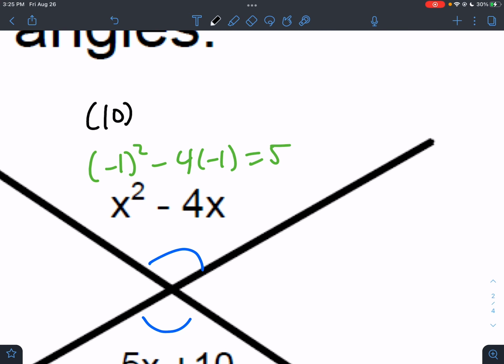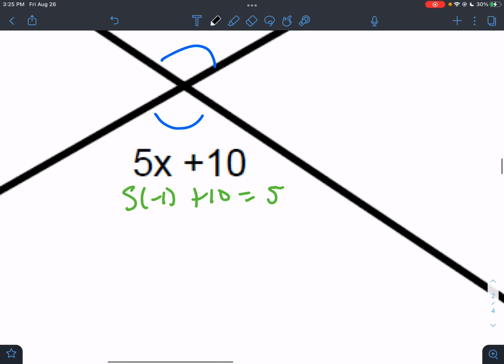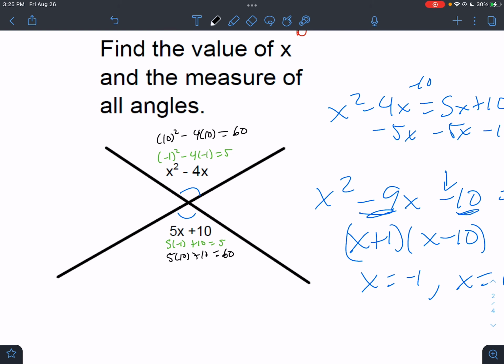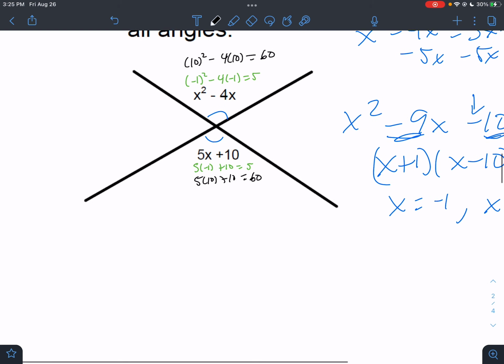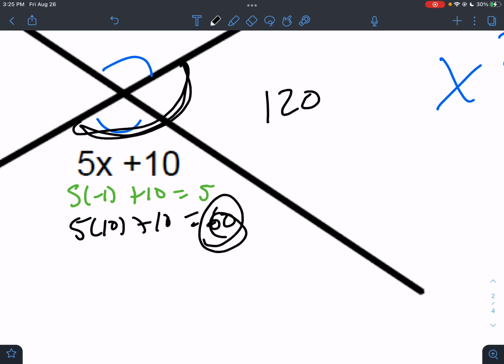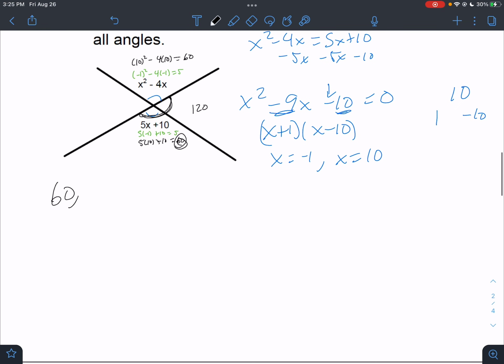This would be 10 squared minus 4 times 10. That's 100 minus 40. Ooh, that's okay. An angle could be 60. 5 times 10 plus 10, that is also 60. So find the measure of all the angles. It could be 60. And if those are 60, then these have to be 120. Why? These are a line. How many degrees are on a line? 180. So it could be 60 and 120.